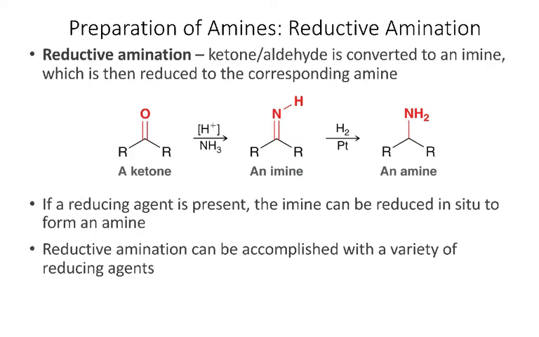In reductive amination, a ketone or aldehyde is first converted into an imine, and then I can reduce that with a number of different reducing agents that we'll talk about. One of them would be hydrogen gas and a platinum catalyst, but the end result is converting that aldehyde or ketone into an amine.